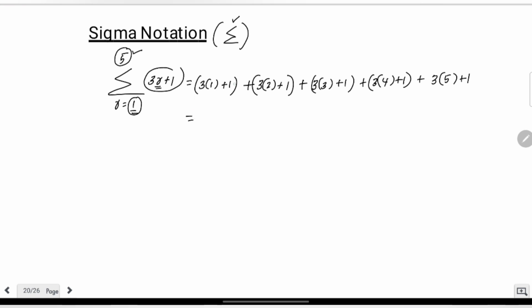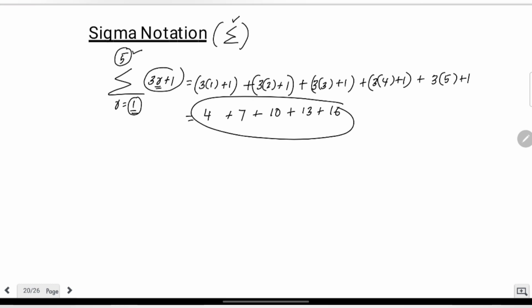Now simplify. 3 times 1 plus 1 is 3 times 1, 3 plus 1 is 4. This is the first term. Plus 3 times 2, 6 plus 1 is 7. 3 times 3, 9 plus 1 is 10. Plus, you can see that a series is forming, isn't it? That is why I said this one is representing a series. It's a shorthand method of representing a series. So this is the process. Now 3 times 4 is what? 12 plus 1, 13. Then 3 times 5, 15 plus 1, 16. We are done. This is what is known as the expansion of sigma notation.